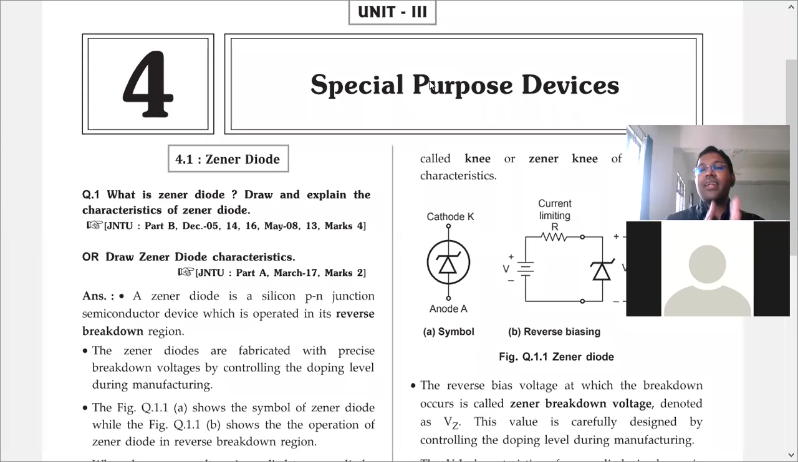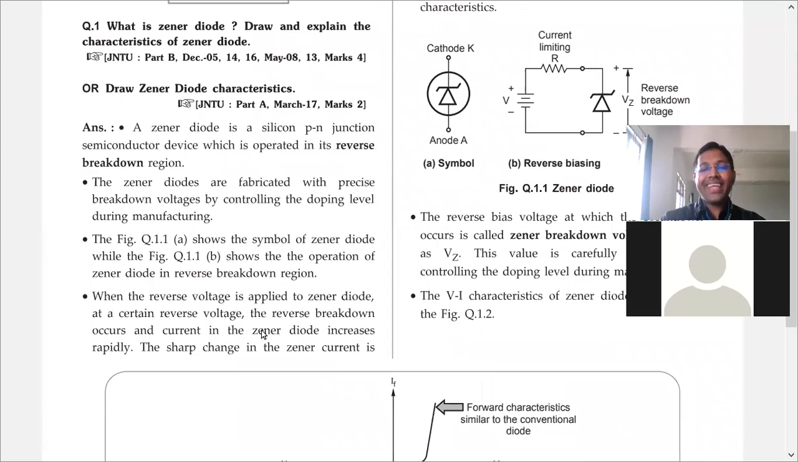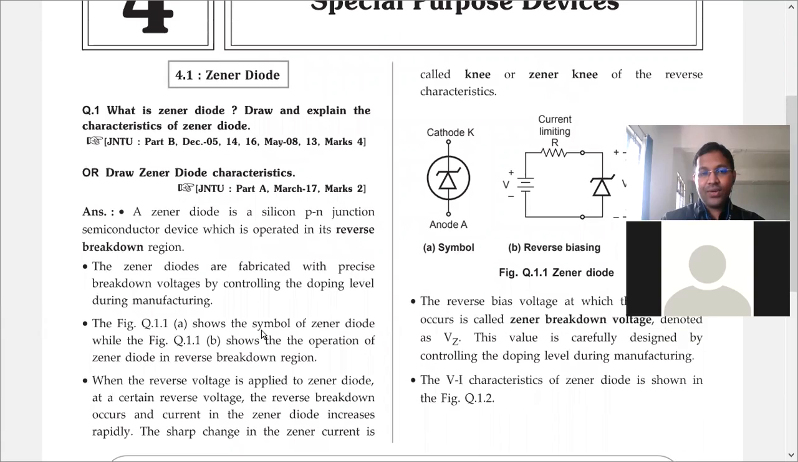So the thing you need to remember about the Zener diode: first, doping is high. Doping is high means the width of the depletion region is very thin. So in the reverse bias condition, the depletion region can break down easily. Hence, the depletion region breaks down at lower voltage. So the important characteristic of a Zener diode is that it breaks down at lower voltage.